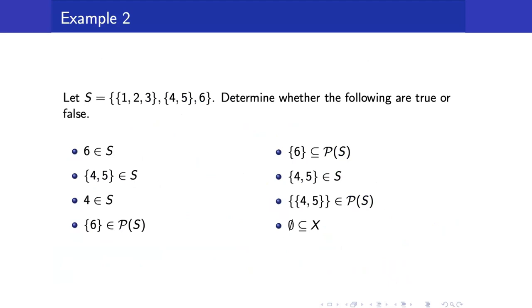Here's another example. We have the set S. It contains 6, the set containing 1, 2, 3, and the set containing 4, 5. Determine whether the following are true or false. Number 1, is 6 an element of S? Yes, this is true because we have 6 here. Next, is the set {4, 5} an element of S? Yes, this is that element. This is true. Is 4 an element of S? No, this is false. We have the set containing 4, 5, but not the number 4 inside of S.